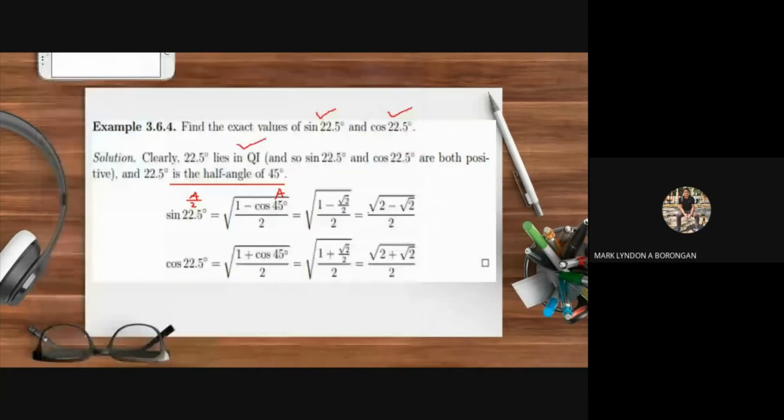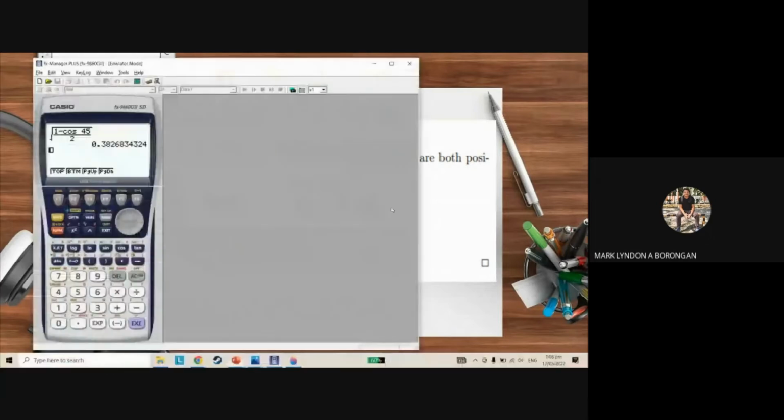So here, we have the square root of 1 minus square root of 2 over 2, over 2. When you simplify, you will get the square root of 2 minus the square root of 2, divided by 2. Let's try to input it in the calculator to see if that is what comes out.